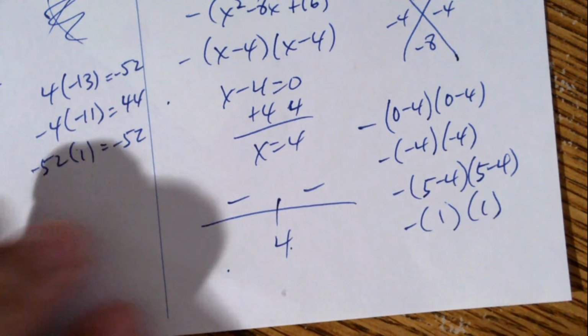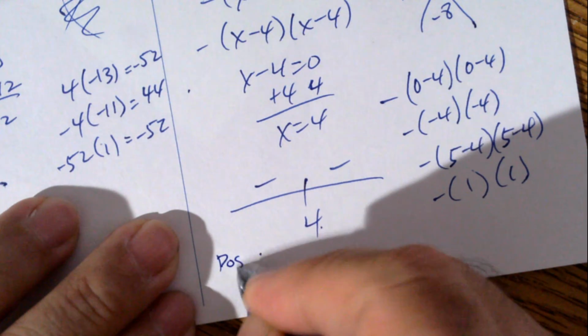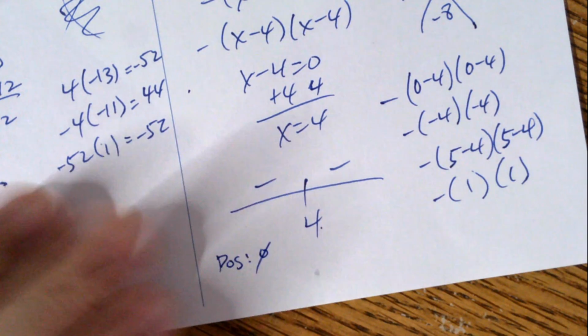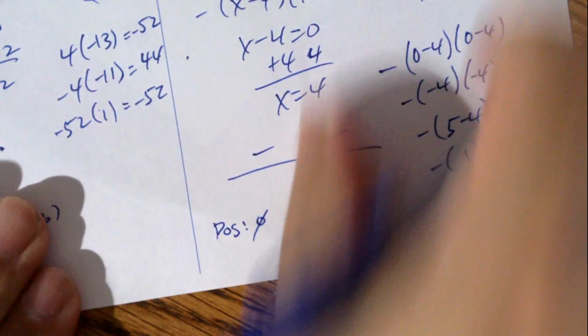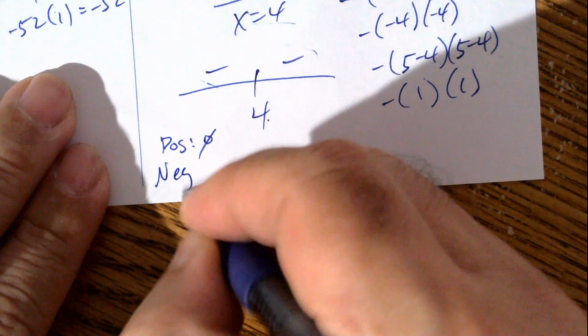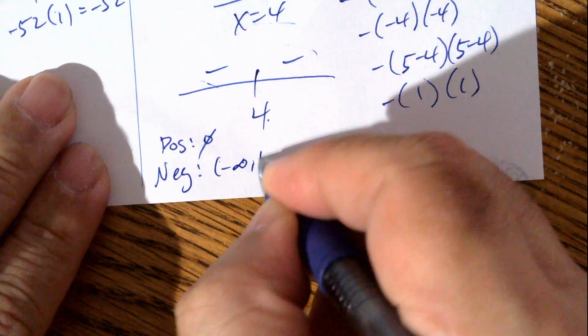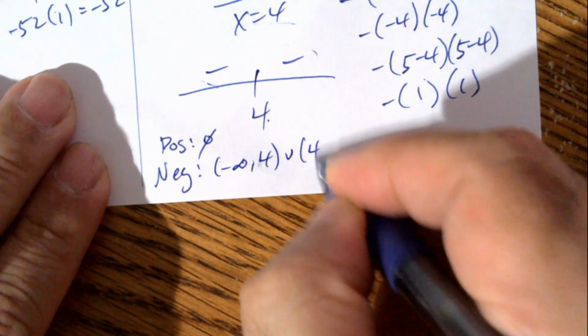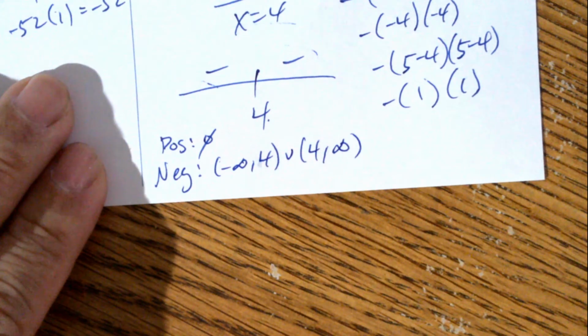So how do I answer this question? You say positive, you don't have to give an answer for the positive. There's nowhere it's positive. Okay? So when is it negative? So I'm only looking at this, right? So negative is negative infinity to 4 and 4 to infinity. All right? And that's it.